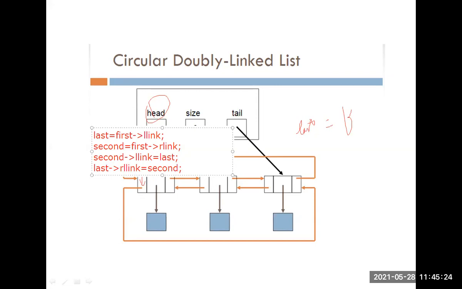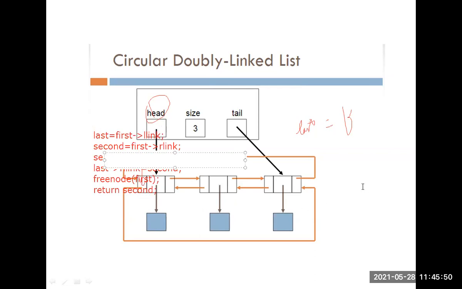Then free node first, which contains the address of the first node. Free node means delete the node. Then what we have to do is return second. So this is delete a node at front end. Okay, clear students? This is delete a node at front end.